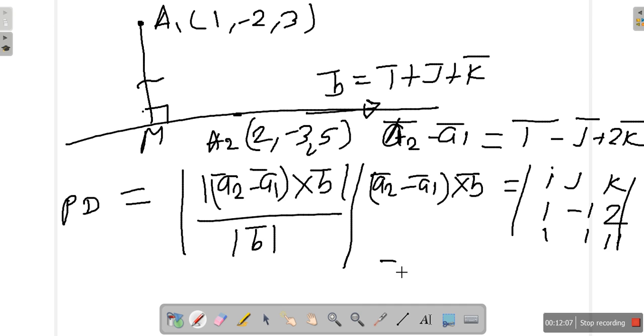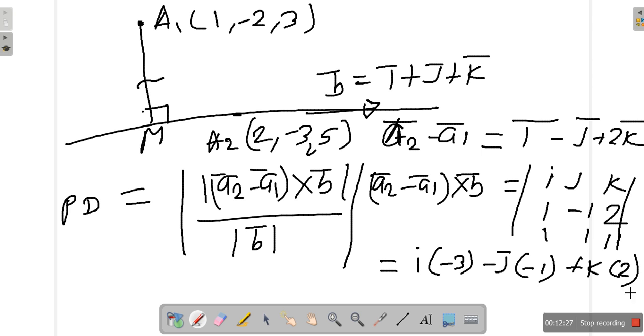Okay, so what do we get? We get i bar into minus 1, minus 2, so minus 3, minus j bar into 1 minus 2, minus 1, plus k bar into 1 minus minus 1, that will be 2. So this is A2 minus A1 cross B bar. Fine.